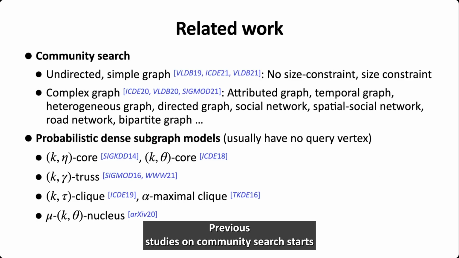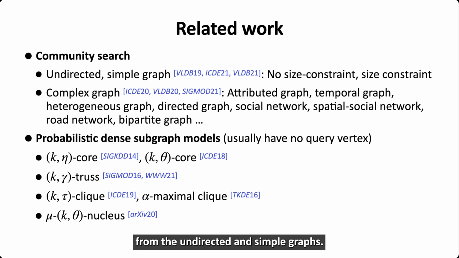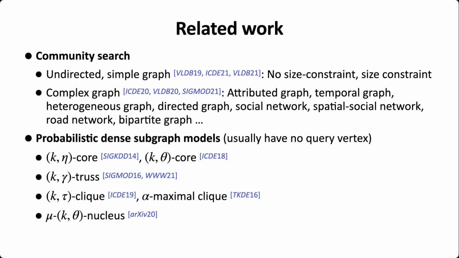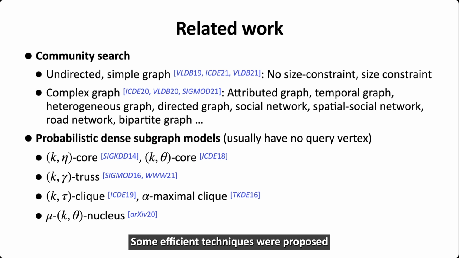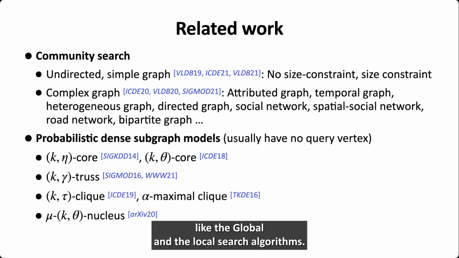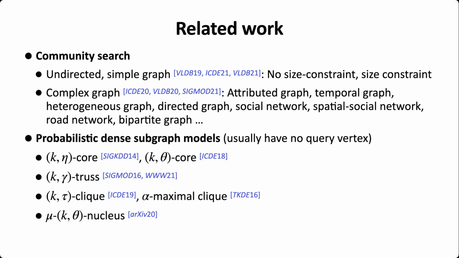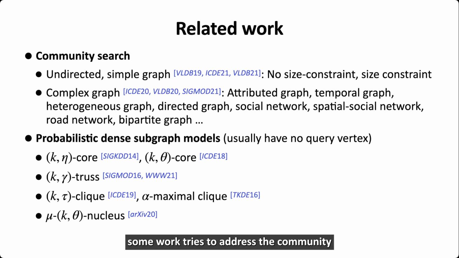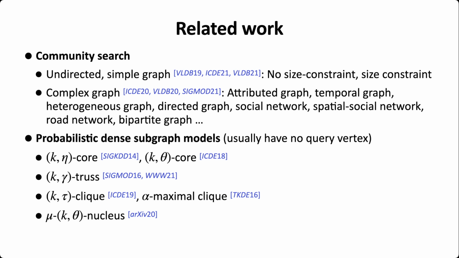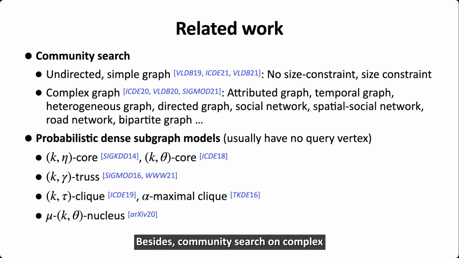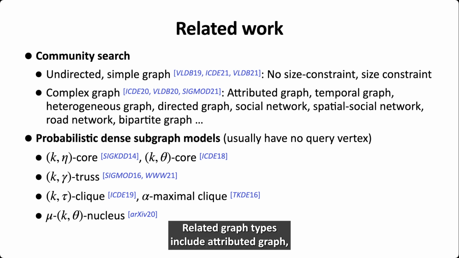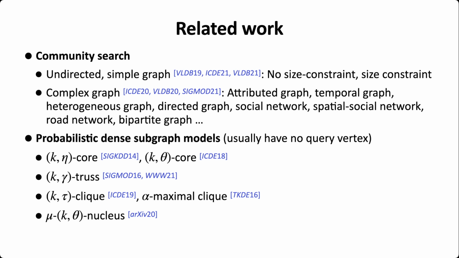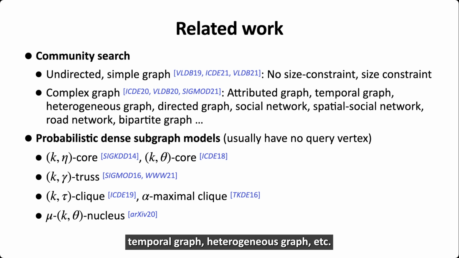Previous studies on community search start from undirected and simple graphs. Some efficient techniques were proposed, like the global and the local search algorithms. In view of the large graph size in real applications, recently, some work tries to address the community search problem with size constraint. Besides, community search on complex graphs is also an emerging topic. Related graph types include attributed graph, temporal graph, heterogeneous graph, etc.